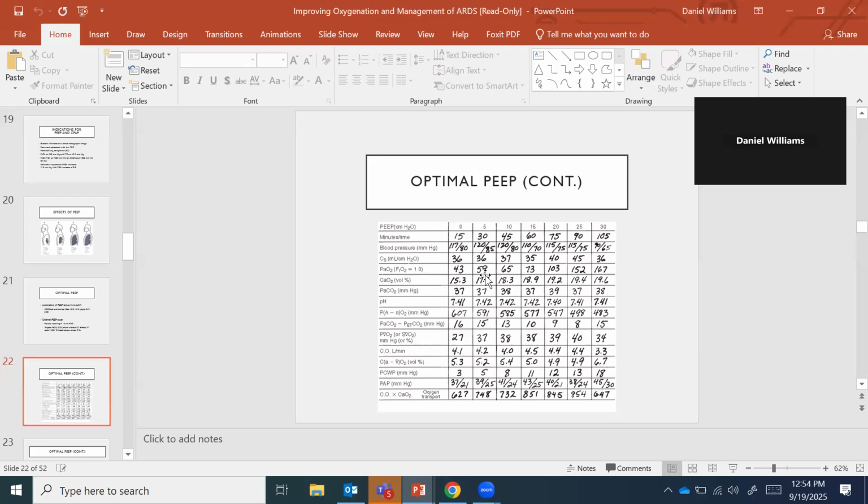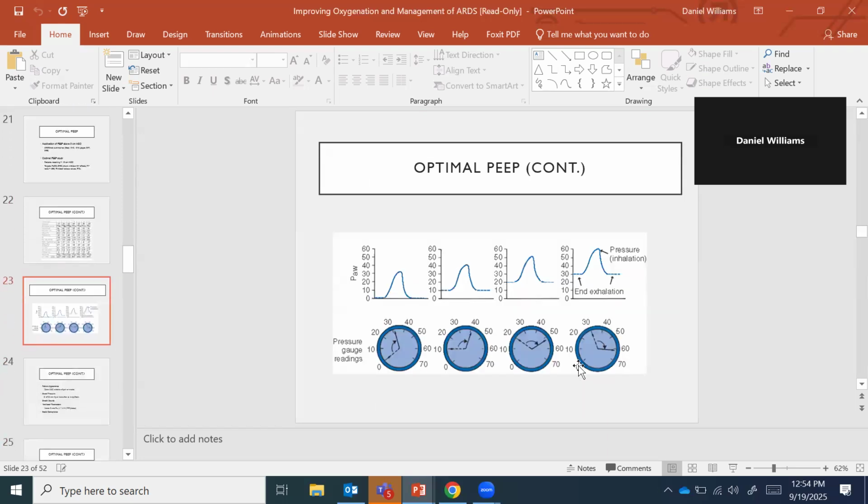But ultimately, you look at all those values and you see those that trend in the right direction or if they're trending in the wrong direction, and then you start to get an overall idea of which level of PEEP is actually the most advantageous, and at which point you should basically stop going up on the PEEP because above that it's going to be negative for the patient.